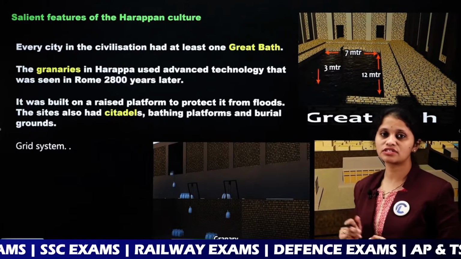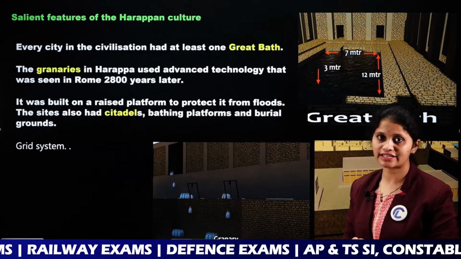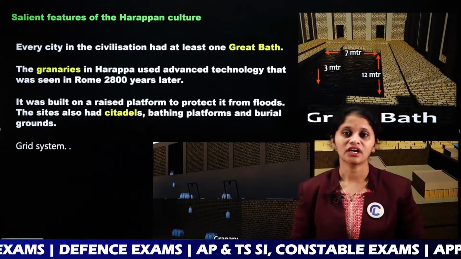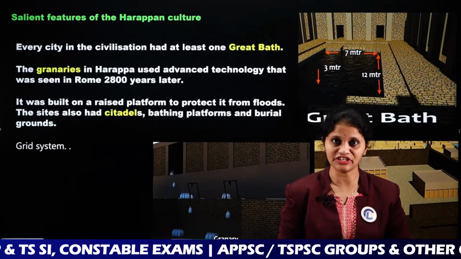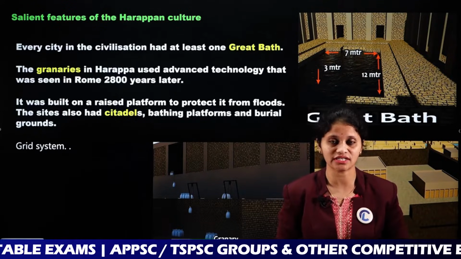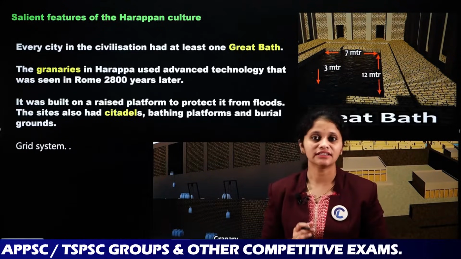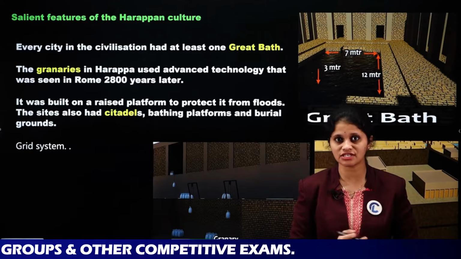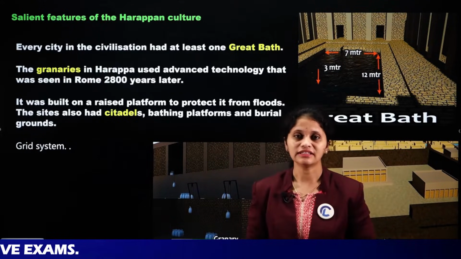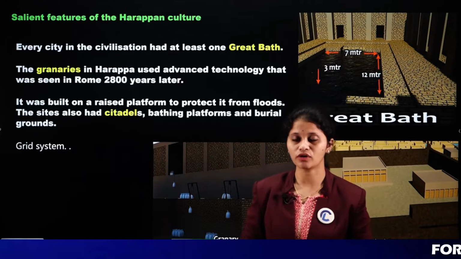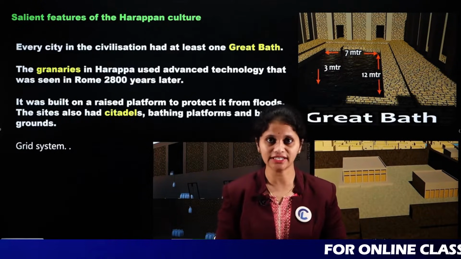Till now we have done the important sites of the Indus Valley civilization. Now we will discuss the Harappan salient features. What are the features actually? That is all about urbanization, the process of development, the process of technology, and how they were used. What are the salient features of this particular culture?